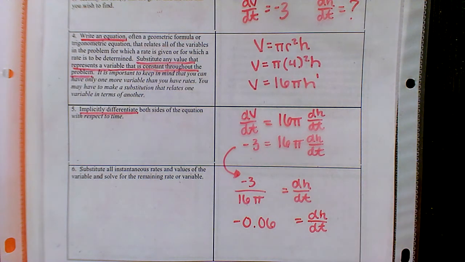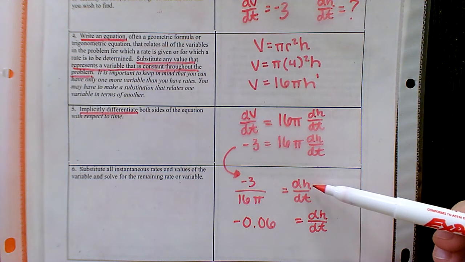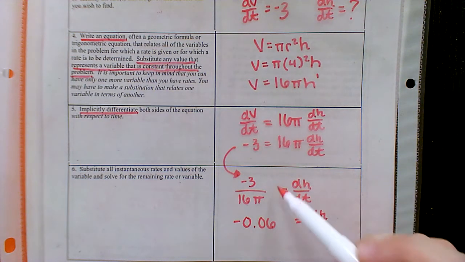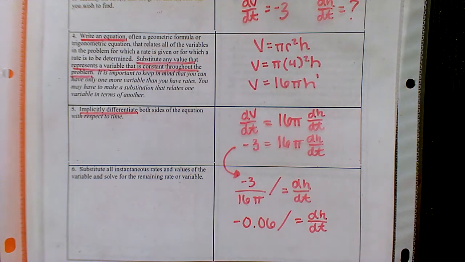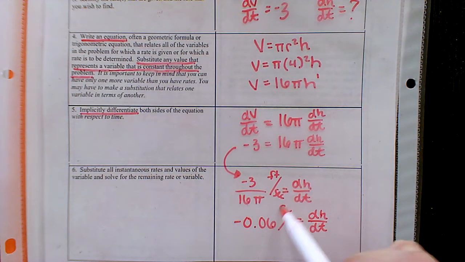What about the units though? Take a look at your derivative to help you out. We need a height unit divided by a time unit. Maybe read the paragraph at the top to help you think about what units we're working with. What do you think, Joseph? Feet per second.